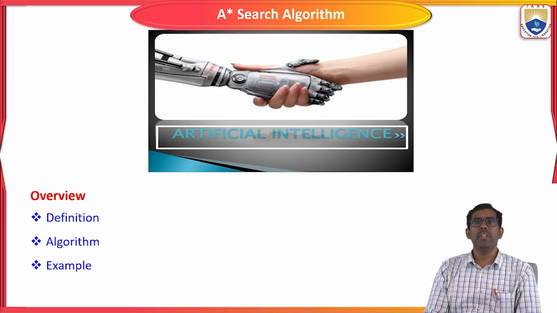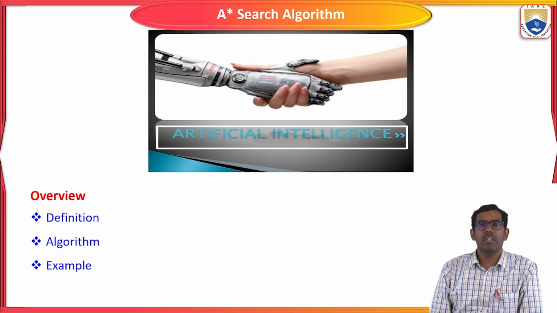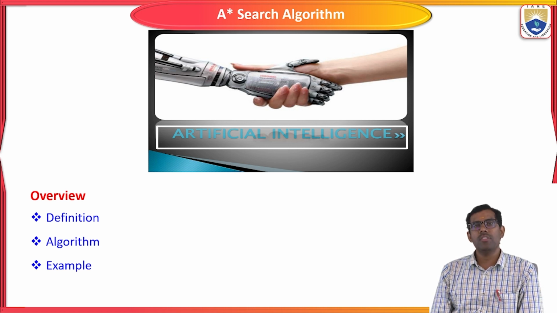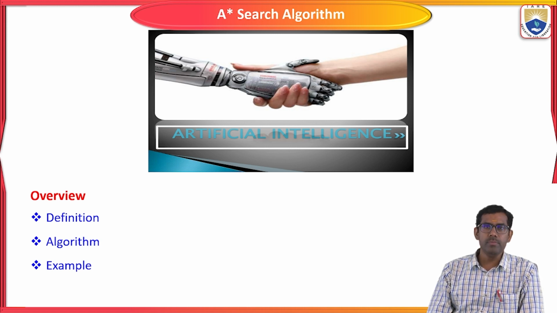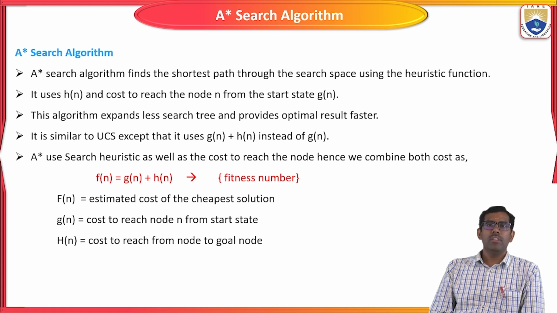In this video, I'm going to tell about the definition of the A-star search. What is the A-star search? Why are we going for A-star search instead of some other algorithm? So, comparison, everything. The next one is the algorithm, the A-star search algorithm. Then finally, we move to an example of the A-star search algorithm. Let's start. What is the A-star search algorithm?